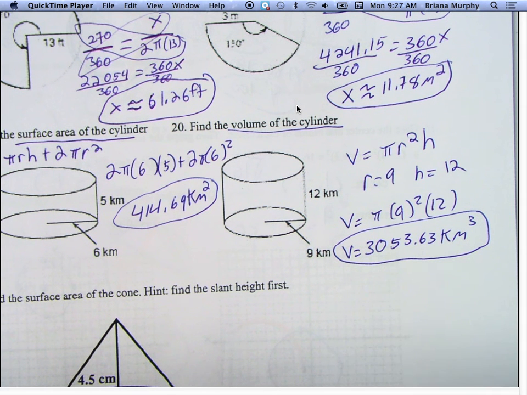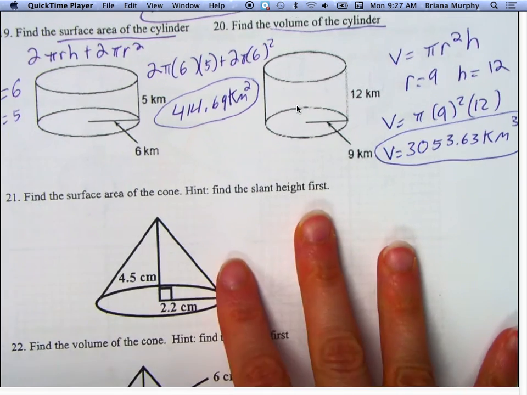Ready for 21? Talk about some surface area of cones. No question about volume and surface area of cylinders. Okay, don't forget those squared and cubes. All right, what is 21 asking?